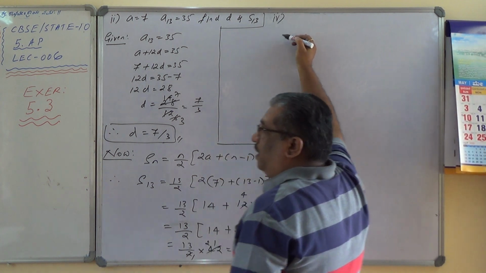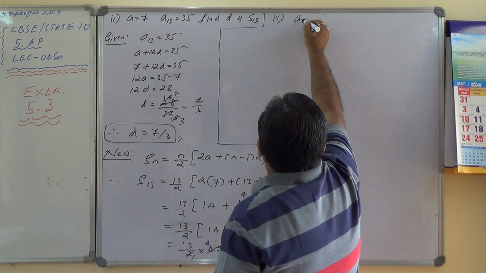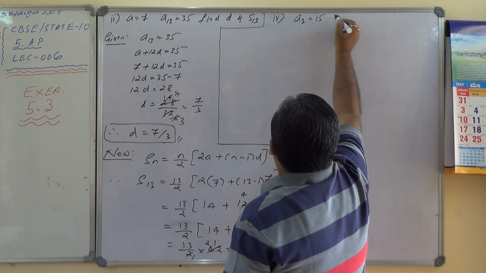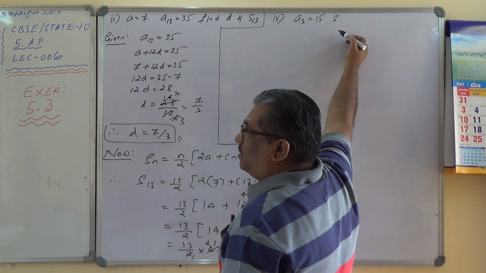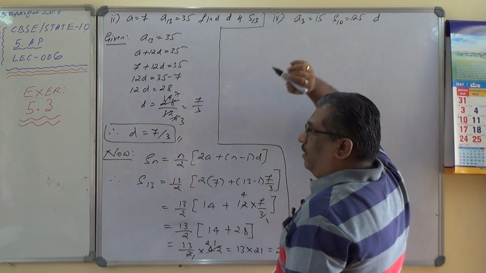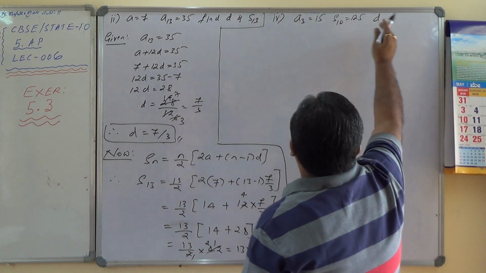Fourth one, it is little different. A3 equals 15, given A3 equals 15, S10 equals 125, and find D and A10.